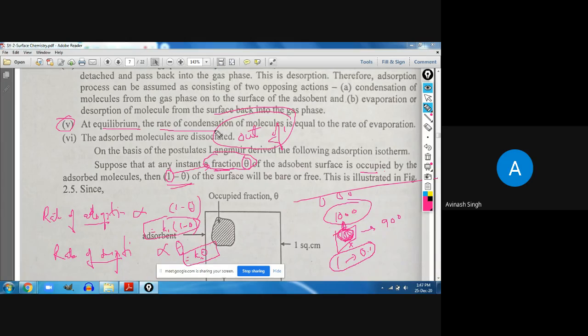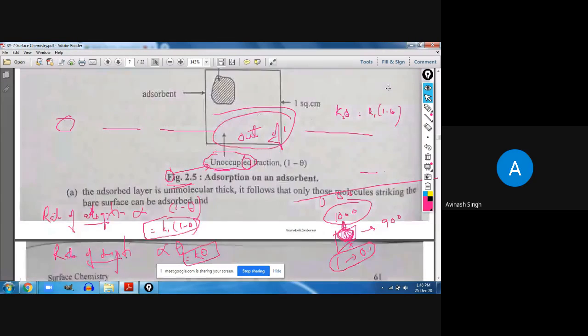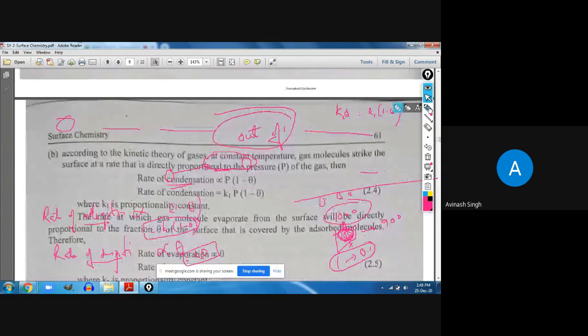At equilibrium, the rate of condensation, which is the rate of adsorption, is equal to the rate of evaporation or rate of desorption. Rate of adsorption is k1 into 1 minus theta. Rate of desorption is k2 into theta. At equilibrium, k2 theta will be equal to k1 into 1 minus theta. ये समझ में आया? ओके, अभी आपकी किताब से यूज करते हैं. The nomenclature might be different, but the discussion is going to be the same.